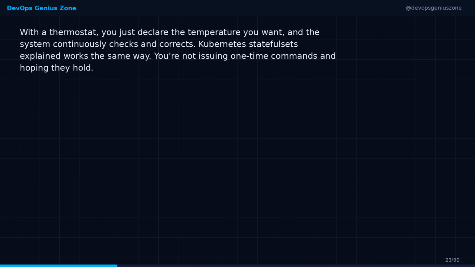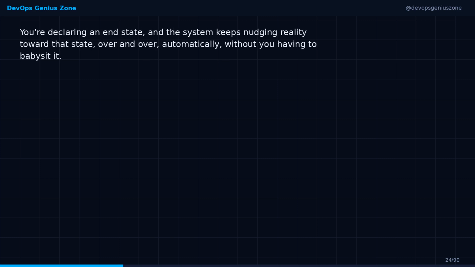Kubernetes StatefulSets explained works the same way. You're not issuing one-time commands and hoping they hold. You're declaring an end state, and the system keeps nudging reality toward that state, over and over, automatically, without you having to babysit it. This matters because production systems are never static.